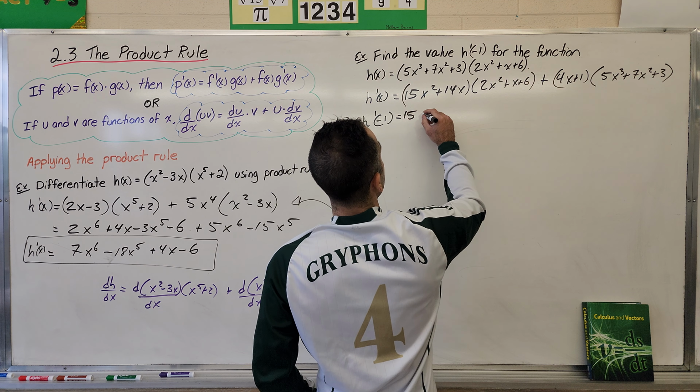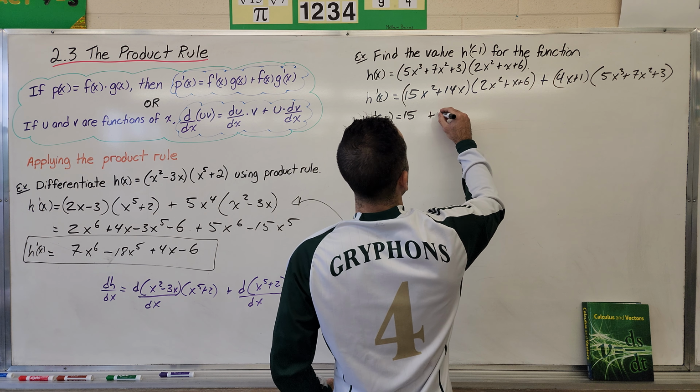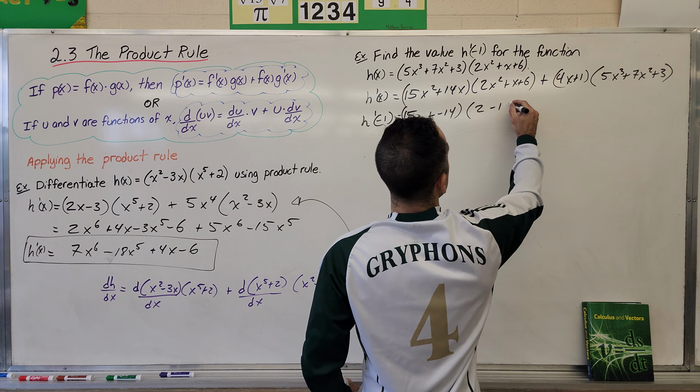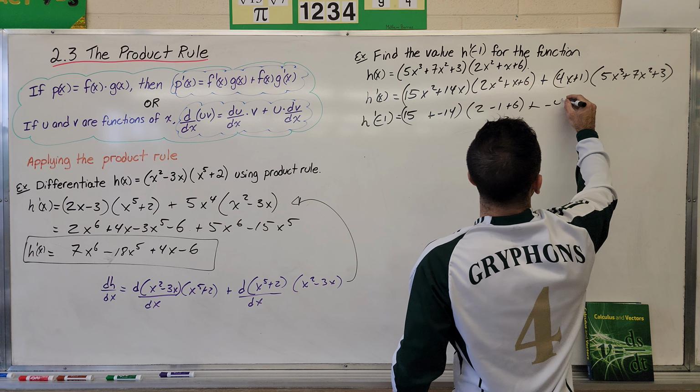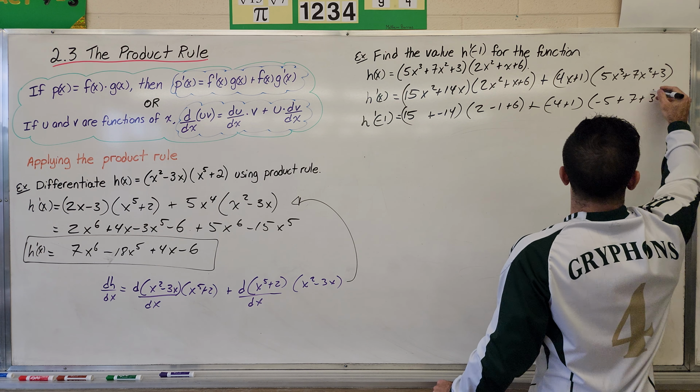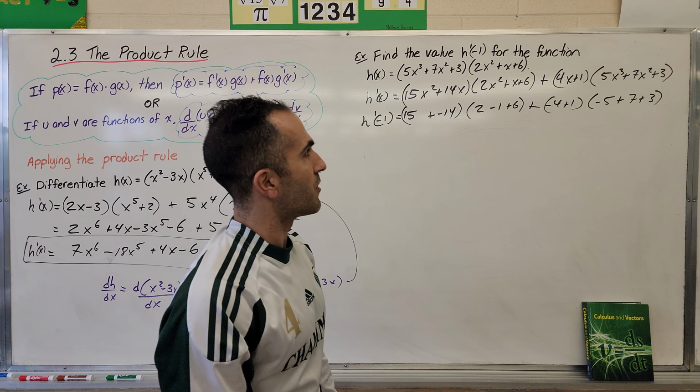So this is a 15 times 1 plus -14. I'm kind of just ripping through it here. That's a 2 minus 1 plus 6. That's a -4 plus 1. That's a -5 plus 7 plus 3. Okay, so I'm just putting -1 into all the x's.